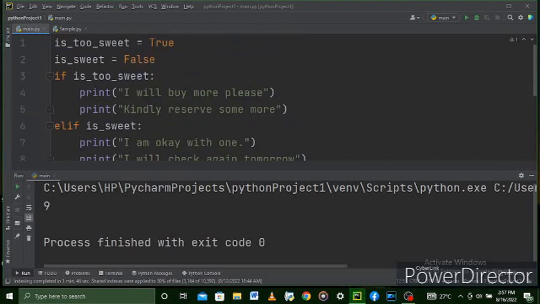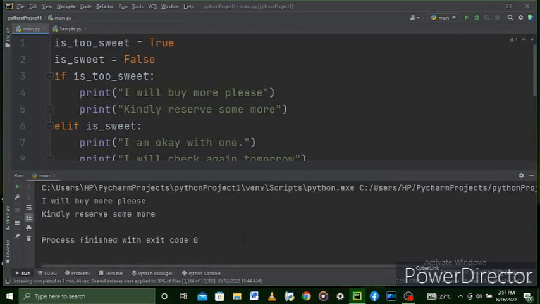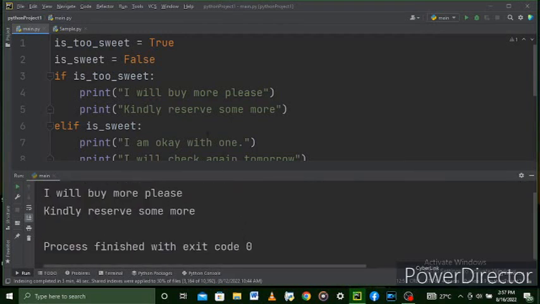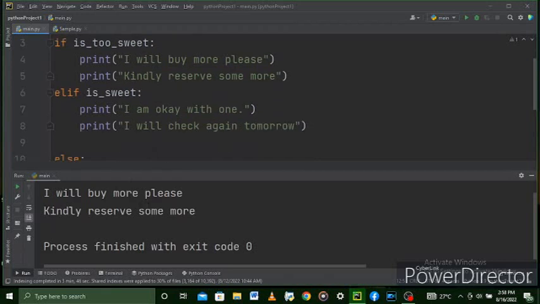Okay, so if we run our program, we're going to get just the first one displayed because it's only this case that is true here. All right, so you run that, and you can see already that we have I will buy more, please kindly reserve some more. So if you notice, it is only this condition that is true. This one is false, so the one that is true is what the decision was made upon.